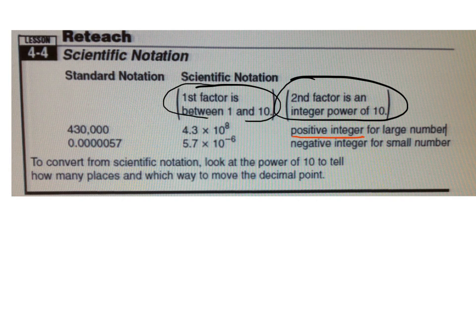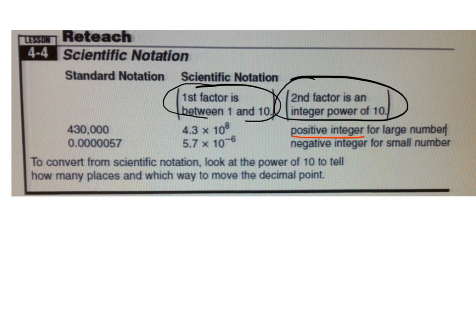If you have a very small number, 0.000057, we're going to have a negative exponent. We're dividing. We've been dividing to get something that's small.